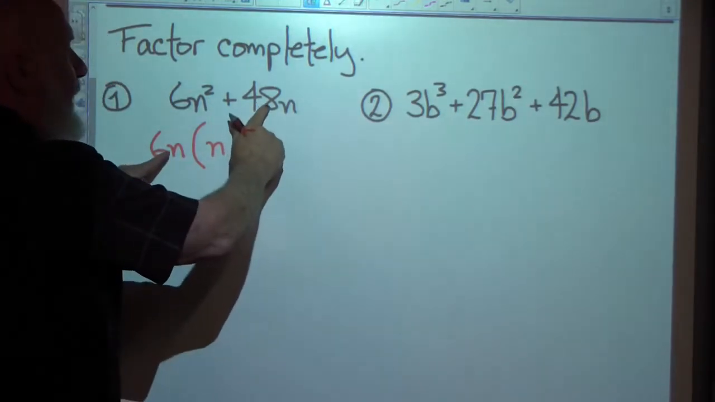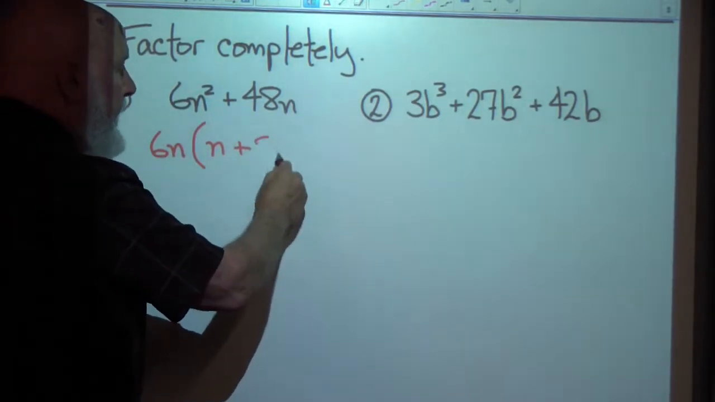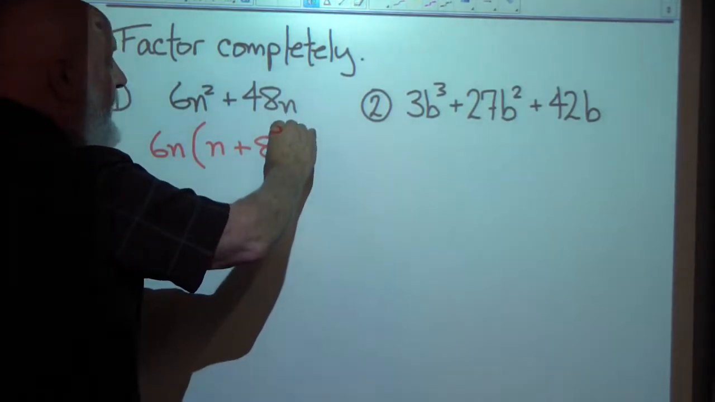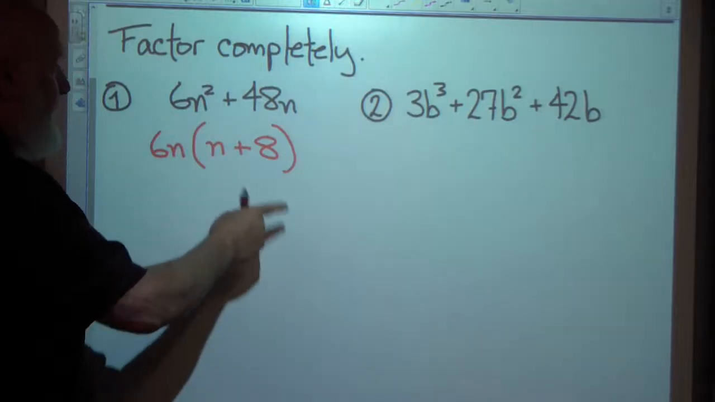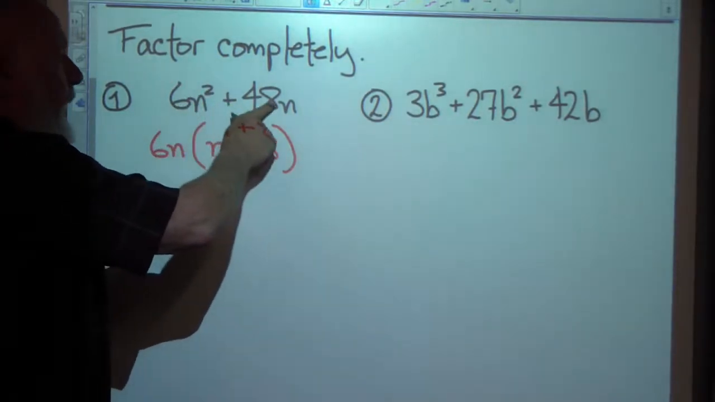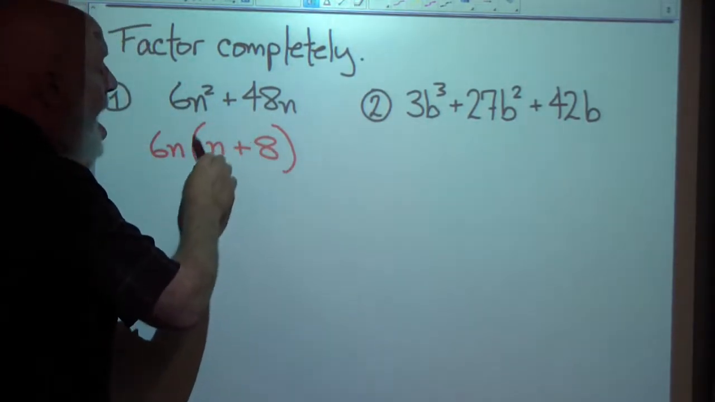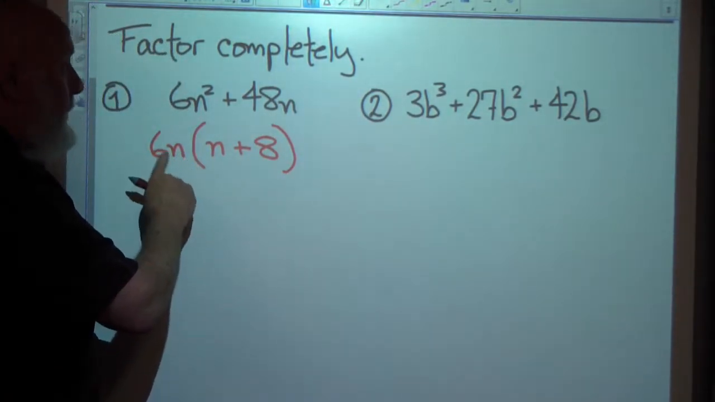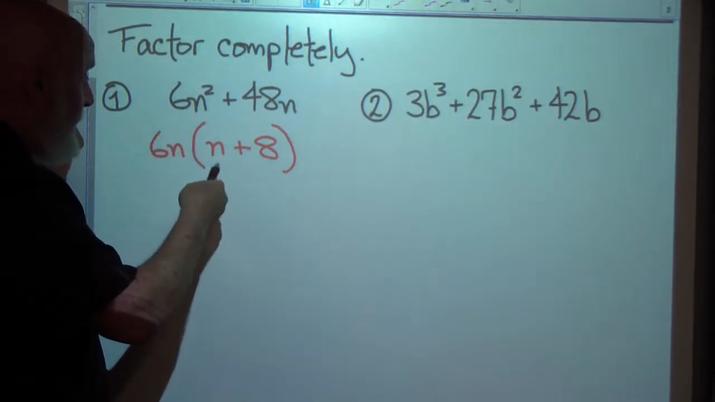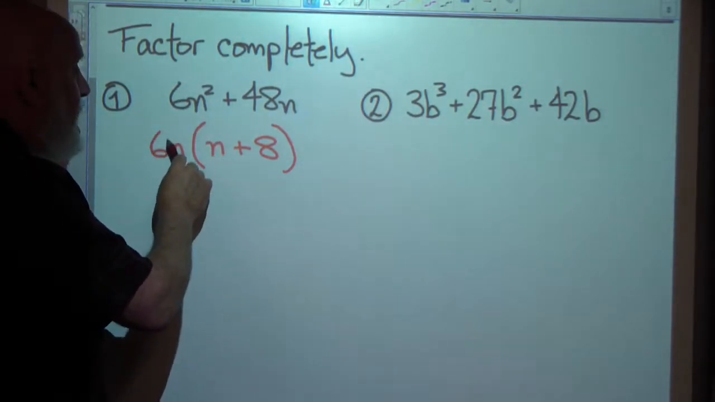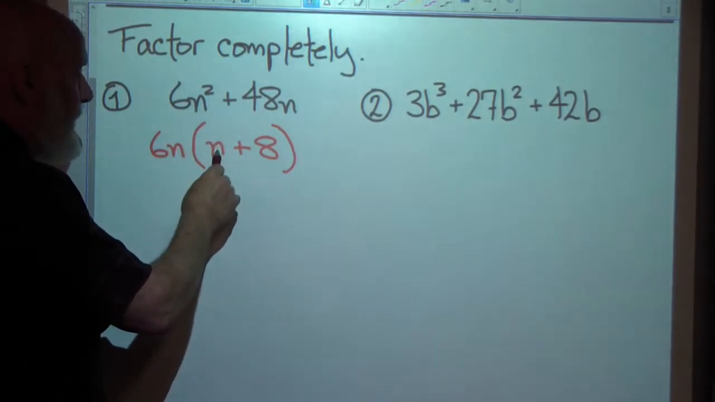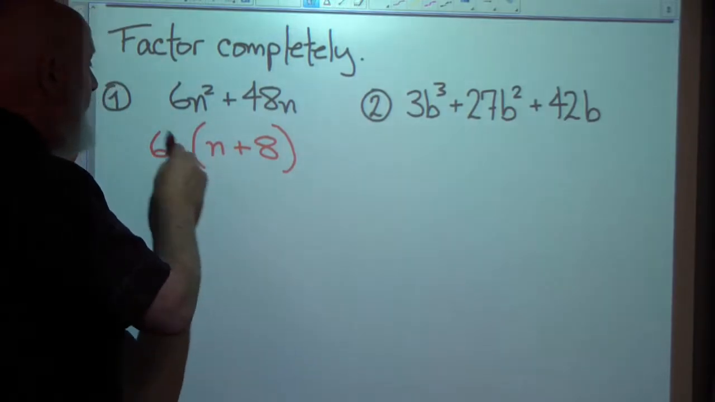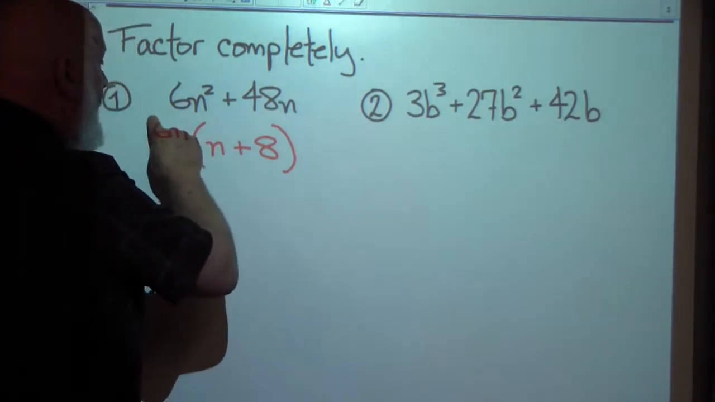Plus, if I divide this by 6, it gives me 8. And if I divide that by n, it gives me 1, and 8 times 1 is 8. So I'm finished. I factored out 6n because it was the greatest common factor that both of these have. I look at this and I see that won't factor any further. So I'm going to do a quick check to make sure that I've factored it correctly by using the distributive property in my head. 6n times n is 6n squared. 6n times 8 is 48n. So I factored that binomial correctly.